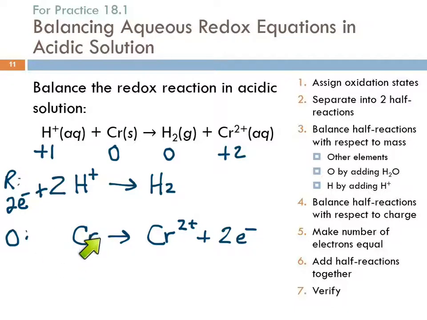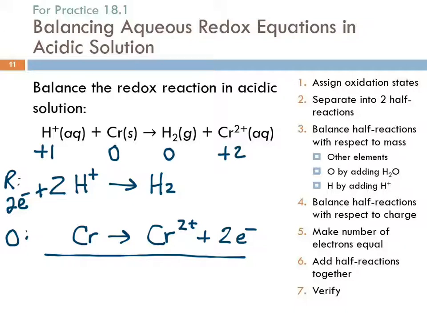And down here we have chromium. This is 0 charge and plus 2 charge. And so I'm going to add the 2 electrons over here. So that total on the right I have 0 charge and total on the left I have 0 charge. Okay? Now I'm going to look at these number of electrons. I've got 2 electrons over here and 2 electrons over there. So that is the same number of electrons. If you haven't noticed, this first example is a really easy example. And then we're going to add these together.